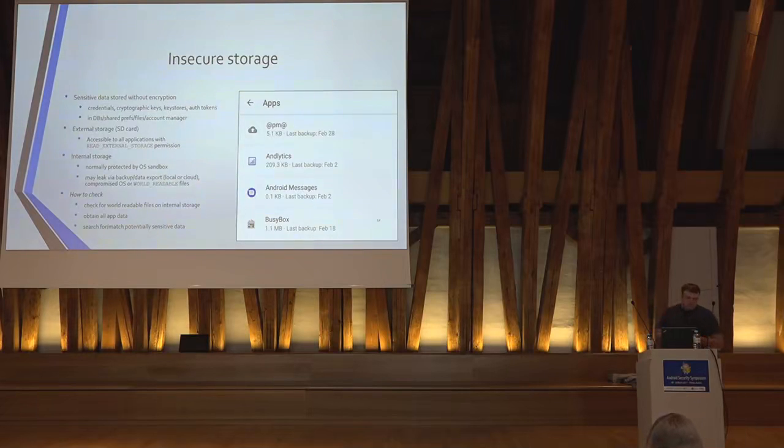So how to check for this? Of course, you can obtain all the data and see what's in there. Search and match for potentially sensitive data. Obtain the Google backup directly and see what's in there. It's also another way, but you have to sort of emulate the Google Play Services backup code to get the raw data. It's actually, I think, tar format, so it's not very hard to extract once you have it.